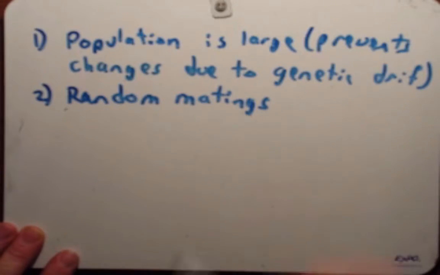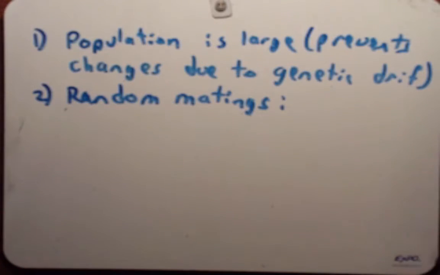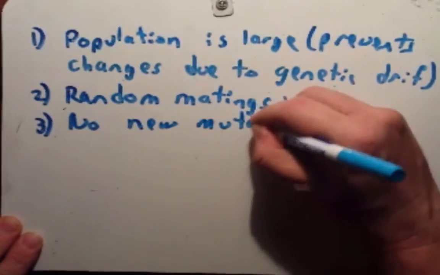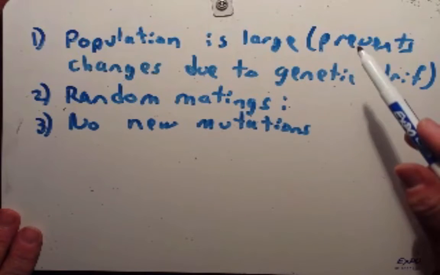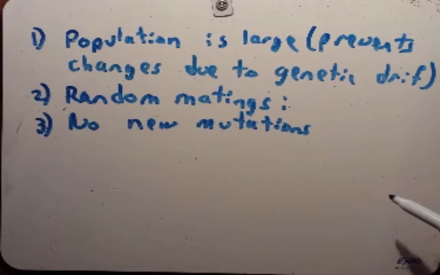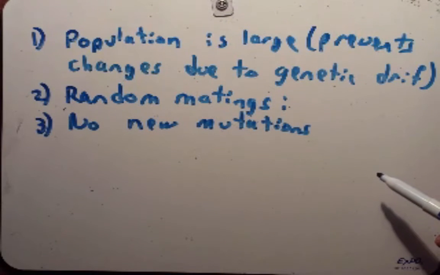Random matings. And this means that the gene that we're studying doesn't confer any mating advantage. Every member in that population has an equal chance of mating. No new mutations in the gene we're studying. That's a really important point that I glossed over earlier, but I should stress it right now. And that is that when we're thinking about these conditions of the Hardy-Weinberg principle, and we're making the predictions about whether the allele frequency will change, all we're doing is looking at one gene and its associated alleles.